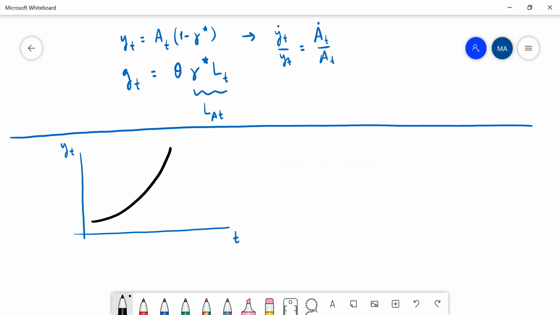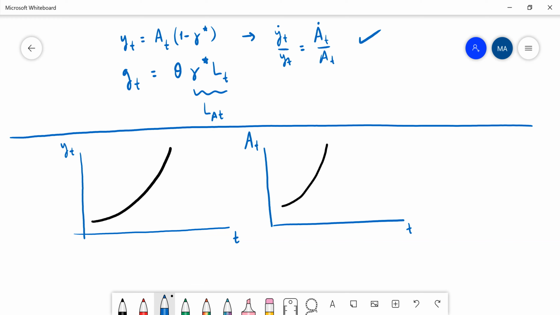So the growth path of GDP per worker will be like this, and of course the same growth rate will apply. How do I know that? Because of this, right? So the growth rate of it will be like this. So if this is A_T.